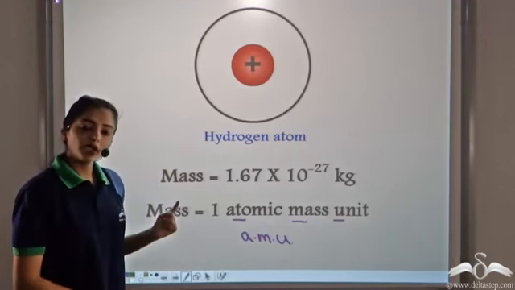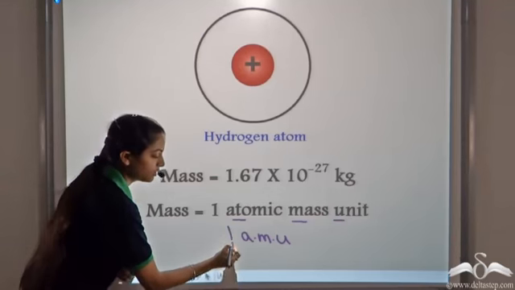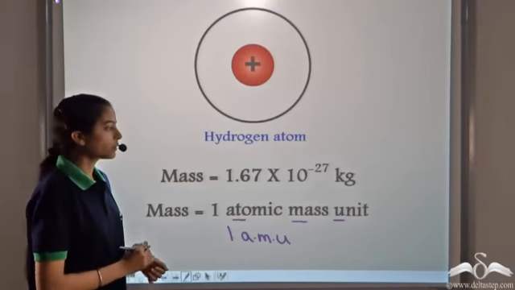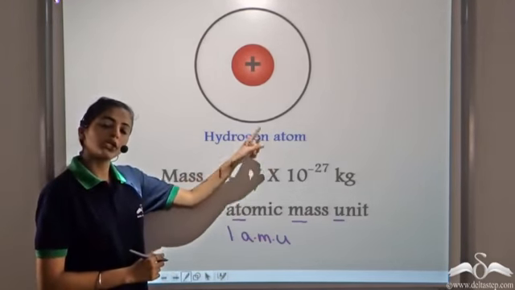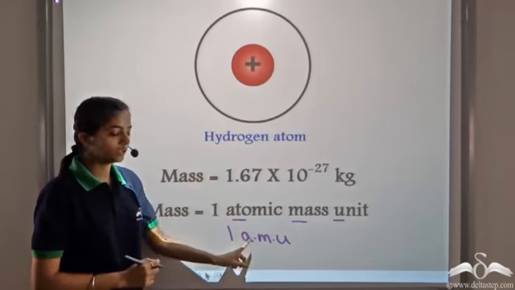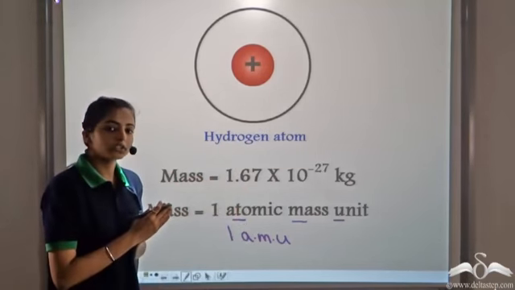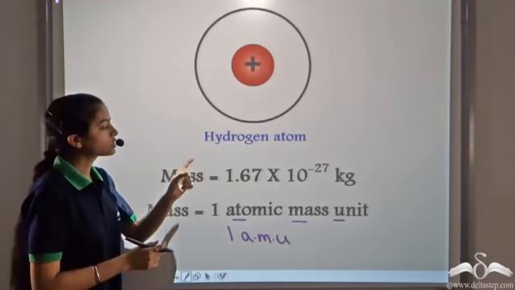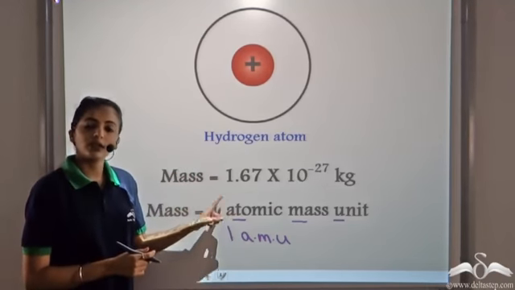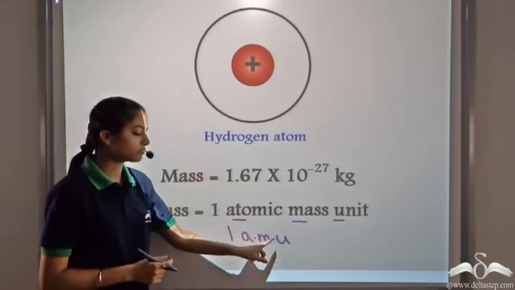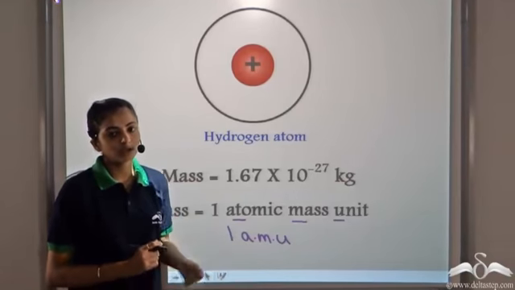So the mass of one proton is taken to be 1 AMU. That is why the mass of a hydrogen atom, which contains one proton, is 1 AMU. We neglect the mass of electrons because it is quite negligible as compared to the protons. So this is the lightest element. It contains only one proton and its mass is 1 atomic mass unit.